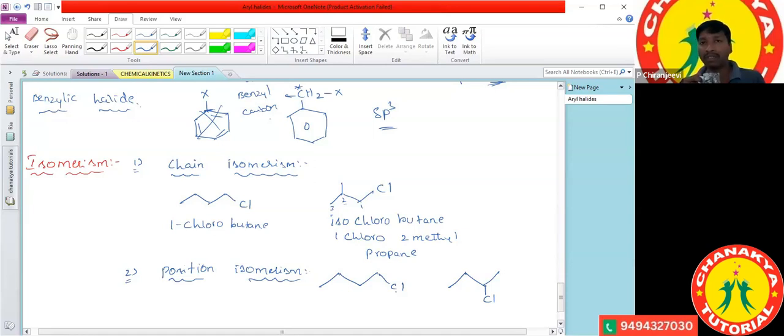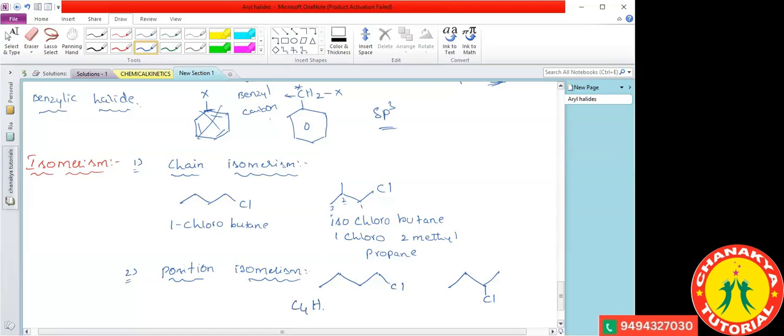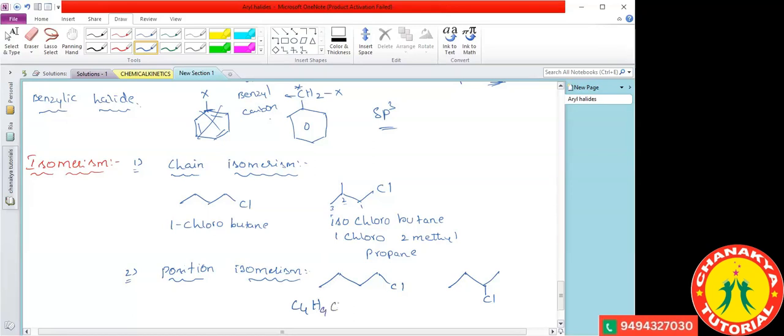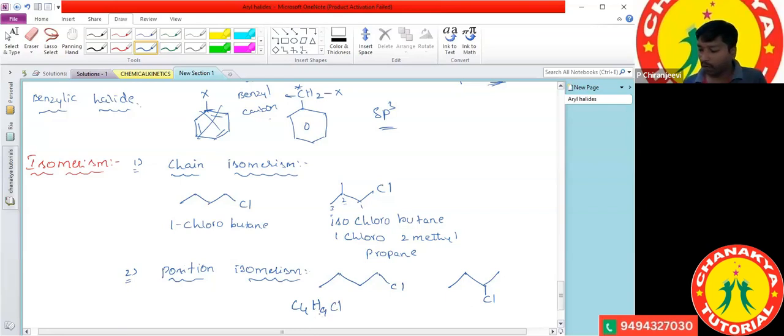Why am I asking this kind of question? In the examination, they will give some general formula. What is the molecular formula of chlorobutane? How can we write it? C4H9Cl, right? In alkane it is H9, and then Cl. So the given molecular formula exhibits the total number of isomers. Sometimes they ask for the total number of structural isomers exhibited by the given molecular formula.